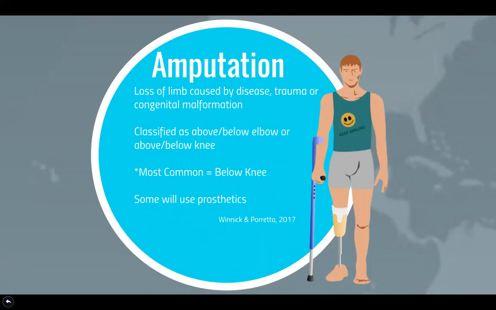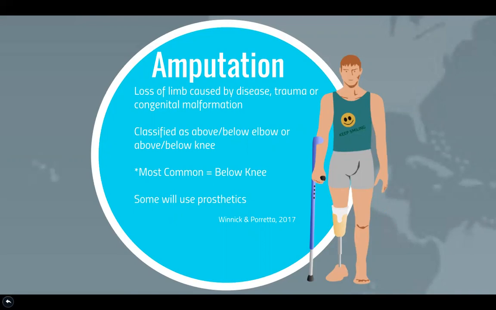A lot of times it's trauma. That's what we see with our veterans returning from war. So there was something, they ran over an IED or something. It can also be congenital, which means that the limb just never formed correctly. And so that's where you'll see people that have just little stubs for fingers or toes. That's probably a congenital condition. Usually amputation is classified as either above or below the elbow or above or below the knee. So if the foot was removed, that's a below knee amputation, and you kind of get the idea.